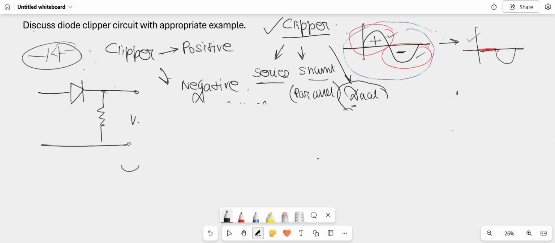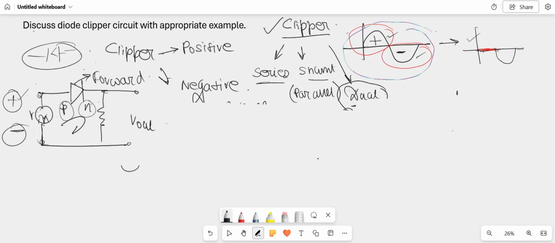We will be taking the output voltage across these two terminals and we will be applying the input voltage across these two terminals. So for an AC source, suppose this is the AC source. For the positive half cycle, this is the P terminal and this is the N terminal of the PN junction. The P terminal is connected to the positive pole of the battery and the N terminal is connected to the negative pole of the battery. So during this time, this diode becomes forward biased. As a result, current will flow within the circuit and we will get the output voltage.